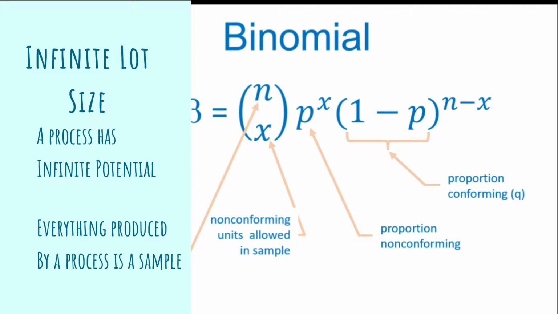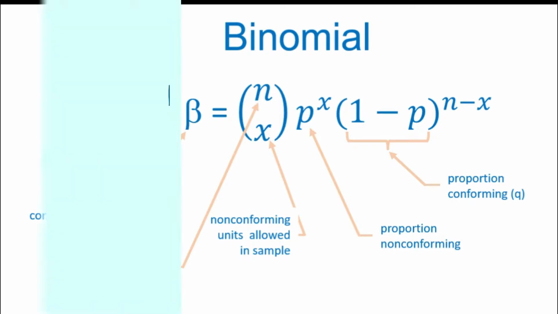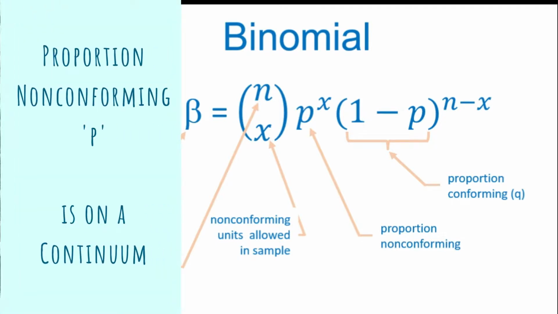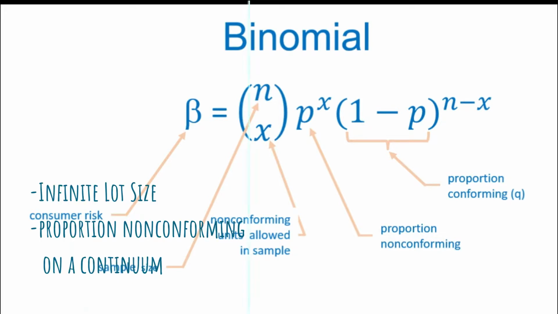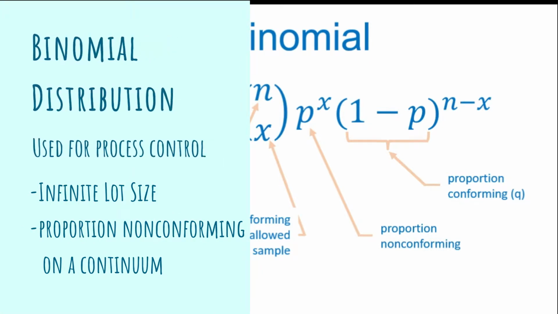The second observation is that p, the proportion nonconforming, is on a continuum. This is not a discrete value, 1, 2, 3, 4. This is a result of process measurement and can take on any value from 0 to 1. So in review, for the binomial distribution, there's an infinite lot size. p is on a continuum, and it's not a discrete value. Binomial is used for process control.